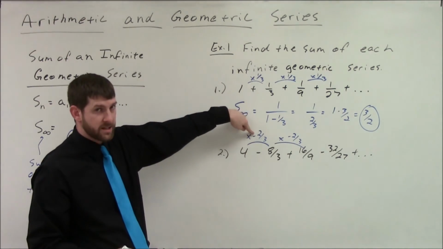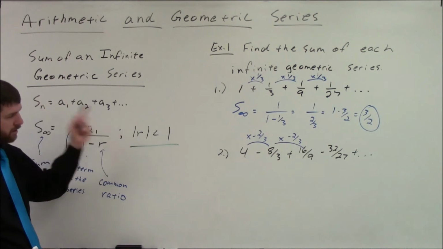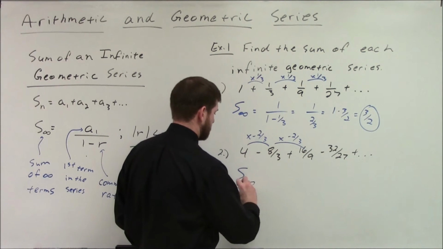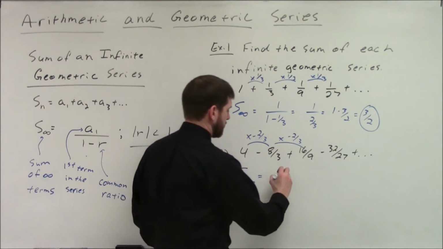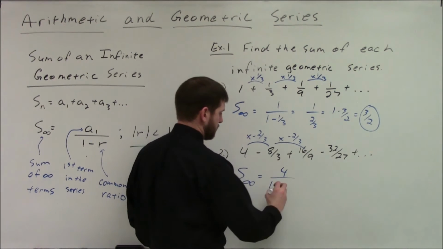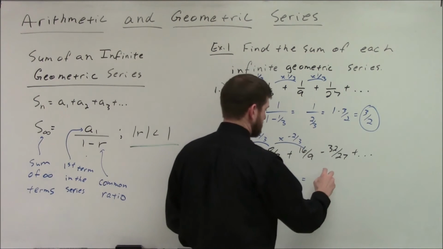So we have it. And our R is less than 1. So it's infinite, it's geometric, and the absolute value of R is less than 1. So we can figure out the sum of that infinite is A1, which is the first term, over 1 minus the common ratio, which is negative 2/3. Then we go through to the arithmetic.